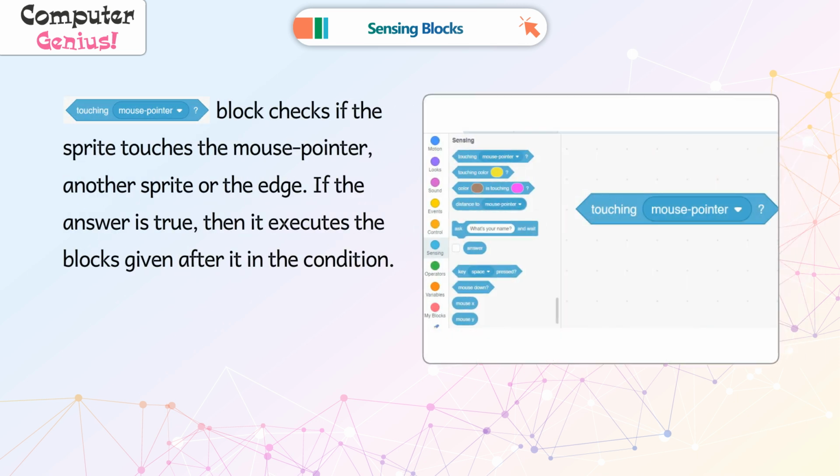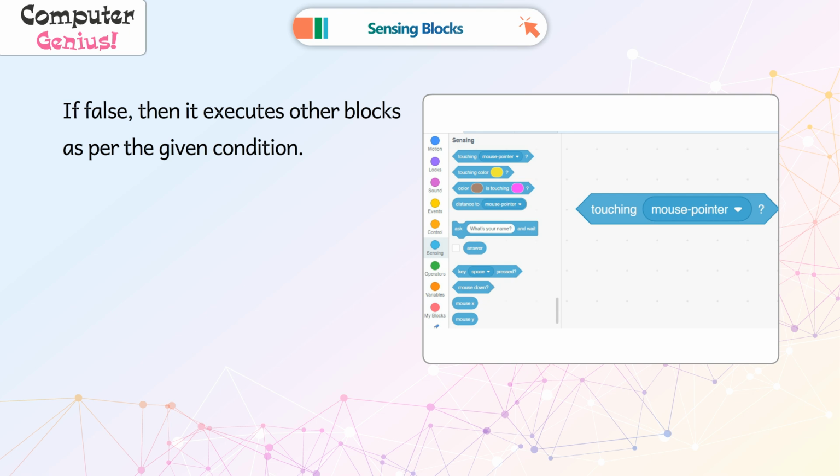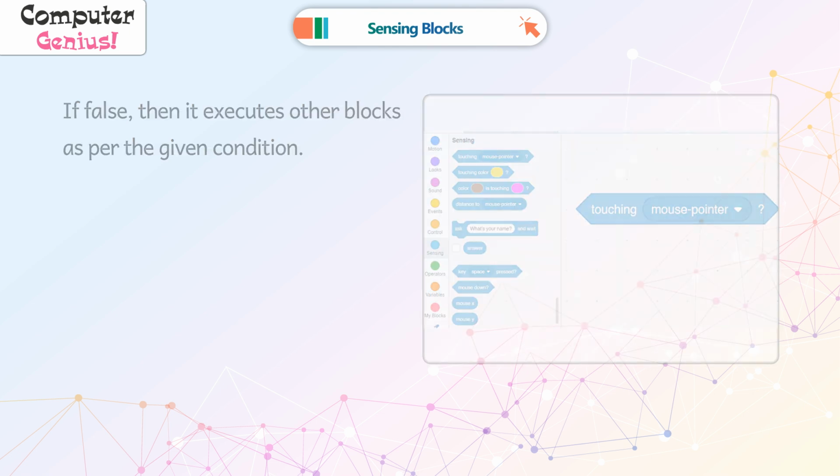Touching mouse pointer block checks if the sprite touches the mouse pointer, another sprite or the edge. If the answer is true, then it executes the blocks given after it in the condition. If false, then it executes other blocks as per the given condition.